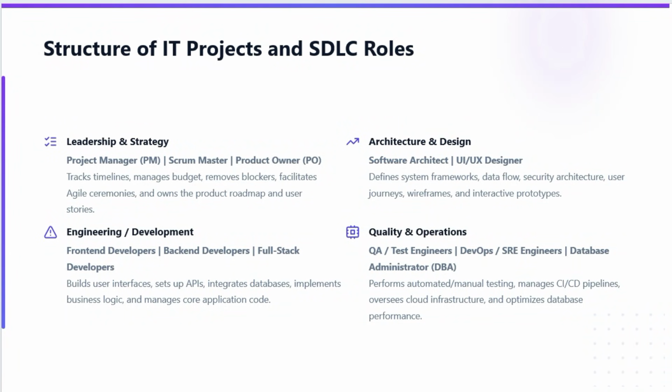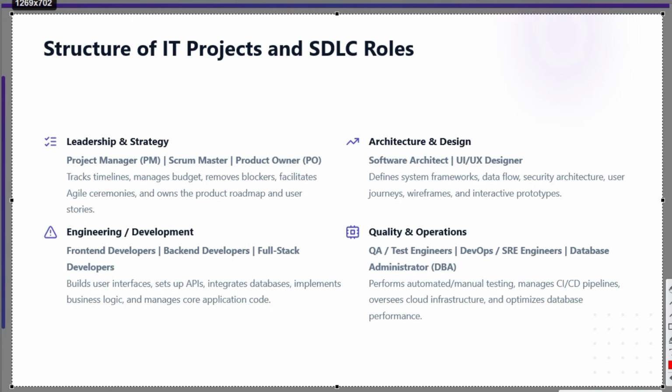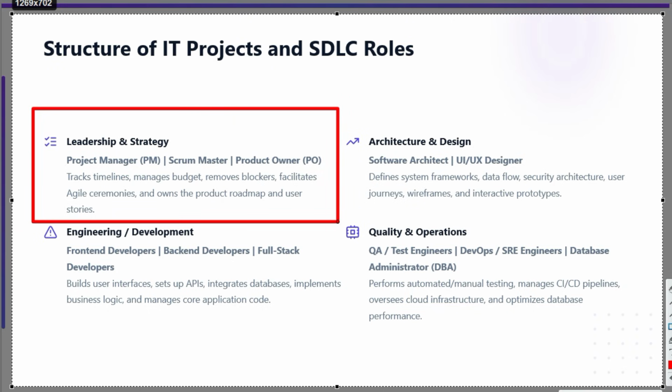Let's talk about the structure of IT projects and SDLC roles. One thing you need to note is that software has never been built in isolation. So you work with different cross-functional teams, and those teams are divided into these 4 brackets. The first one is the leadership team. The leadership team represents the business organization, the organization which is going to develop the product primarily. Along with it, the leadership team also represents the technology team. So the leadership and strategy team primarily comes from both organizations, the business organization as well as the development organization.